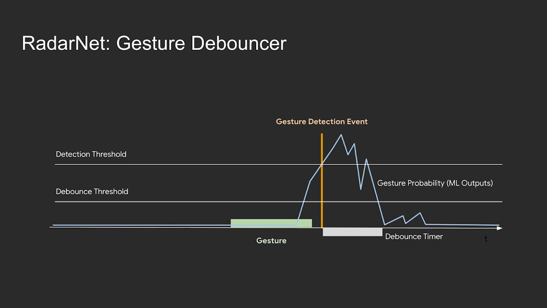To realize this, we added a gesture debouncer on top of the RadarNet. The gesture debouncer generates a gesture detection event when the gesture probability becomes higher than a predefined detection threshold. Then it suppresses the gesture detection events until the probability becomes lower than the debounce threshold and the debounce timer expires, to avoid generating multiple gesture detection events for one gesture.